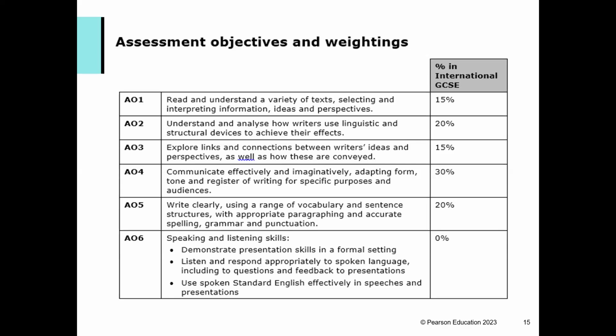And those two assessment objectives: AO4 is 30%, AO5 is 20%. So we can see that the reading assessment objectives overall are 50% of the qualification, and the writing assessment objectives are 50% of the qualification. And AO6, the spoken language endorsement, is an endorsement on the front of the certificate.